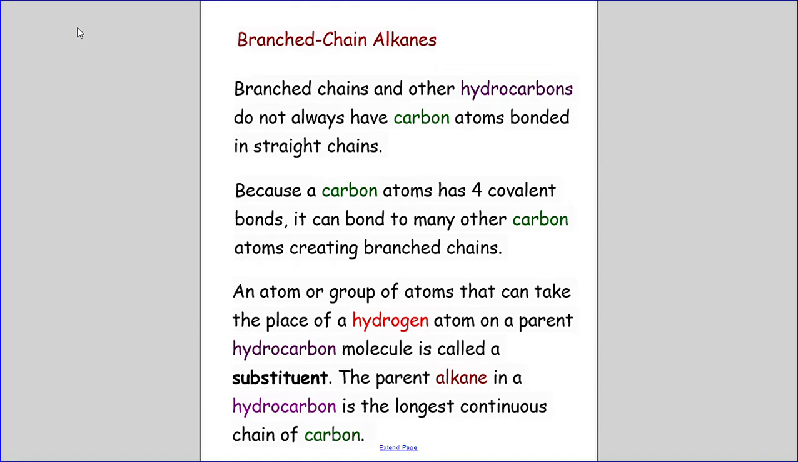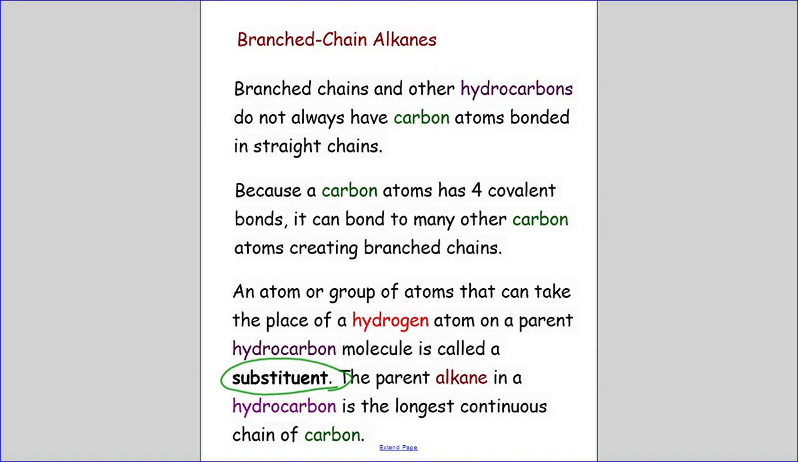So an atom or a group of atoms that can take the place of a hydrogen atom on a parent hydrocarbon molecule, they're called substituents. That's a fairly key word. It's something that I would certainly understand and know what substituent means. So a substituent really just means a branch that's coming off of a parent chain. To understand what a parent chain is, well, that's the next part.